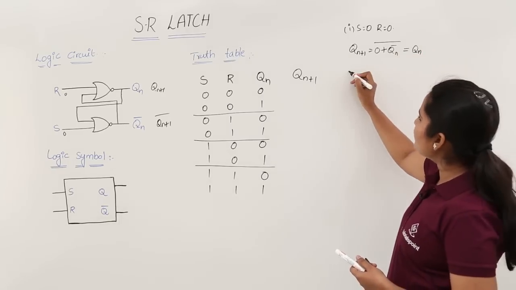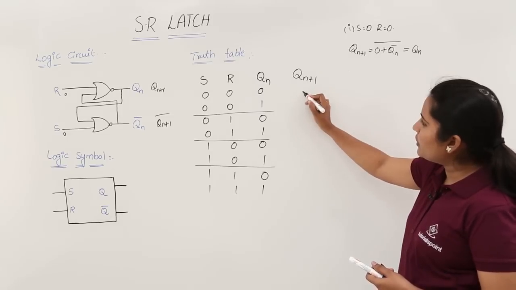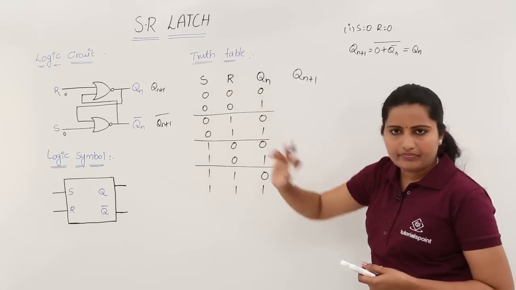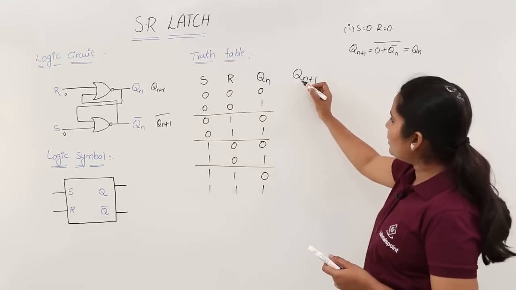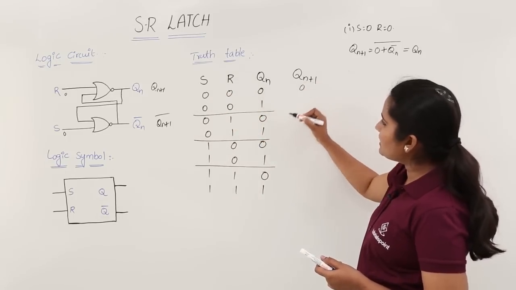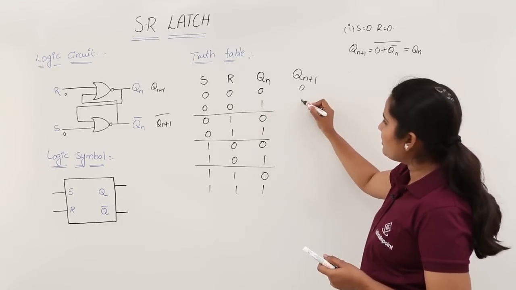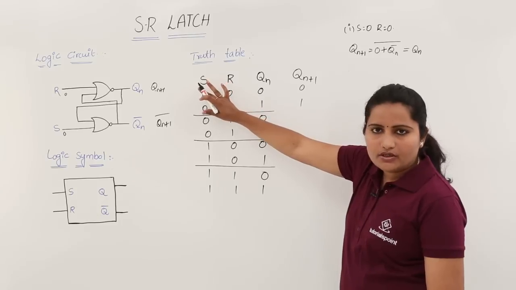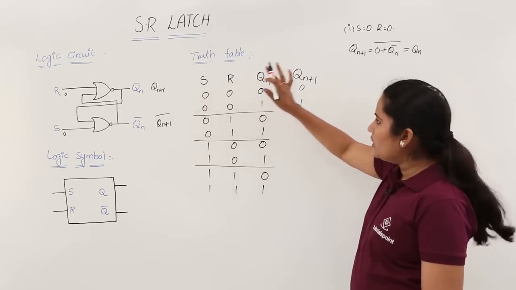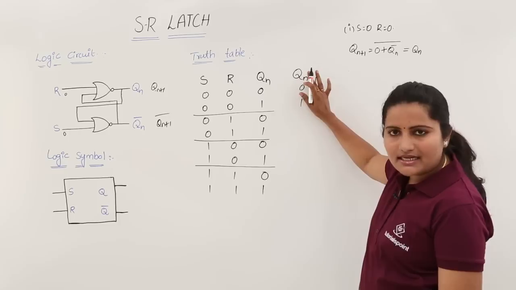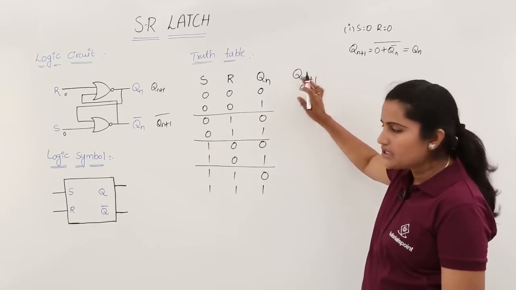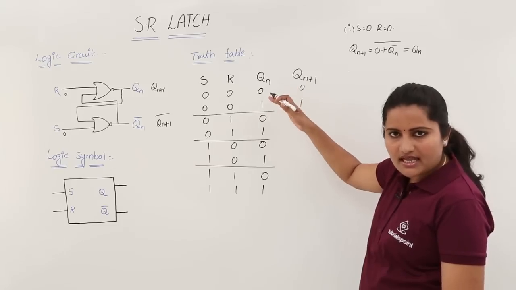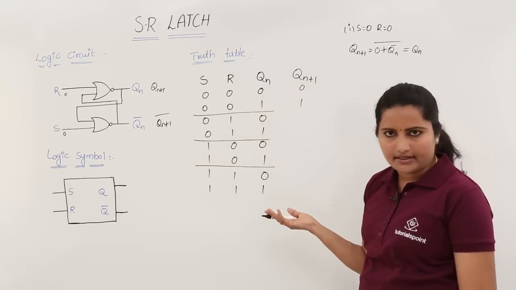So here Qn+1 is equivalent to Qn in this condition. Qn equal to 0 means you are getting 0, Qn equal to 1 means you are getting 1. In this state of S equal to 0, R equal to 0, you are getting your next state as Qn. That means Qn may be either 0 or 1, whatever Qn value is there, you get that as your next state.